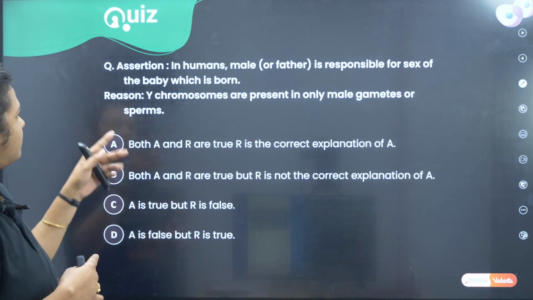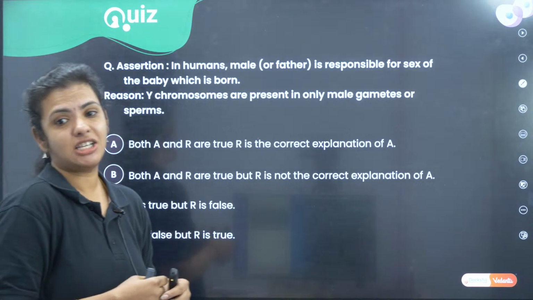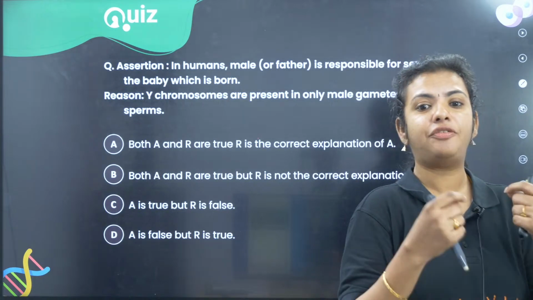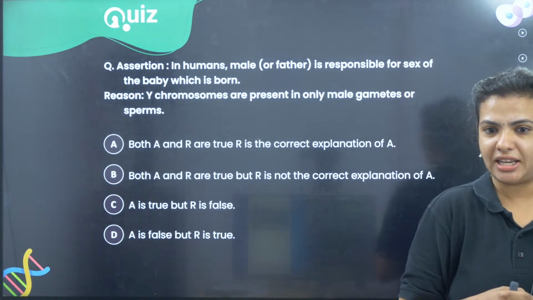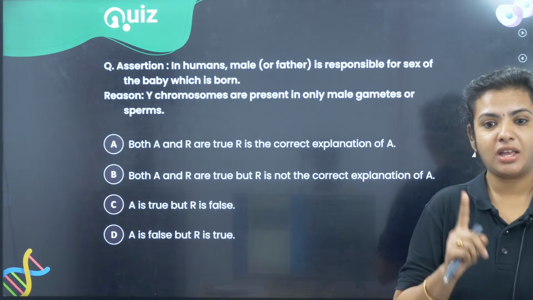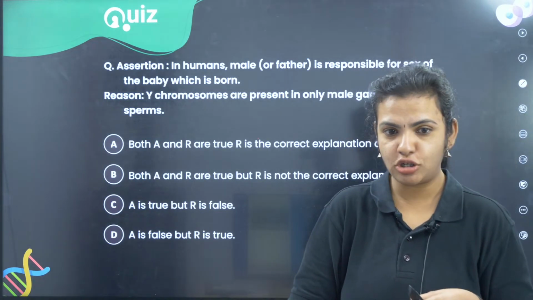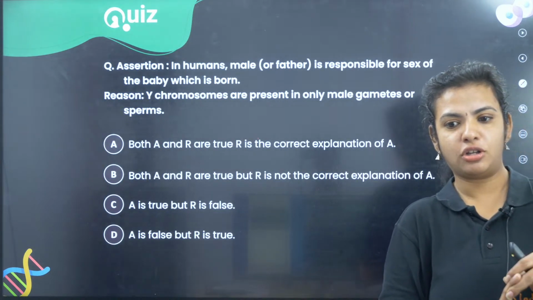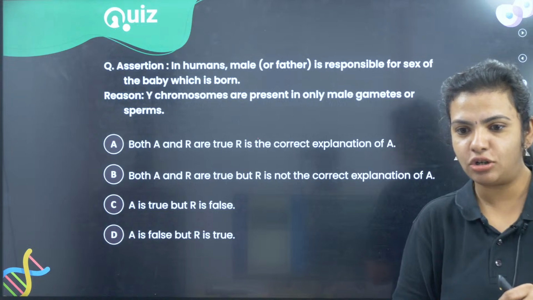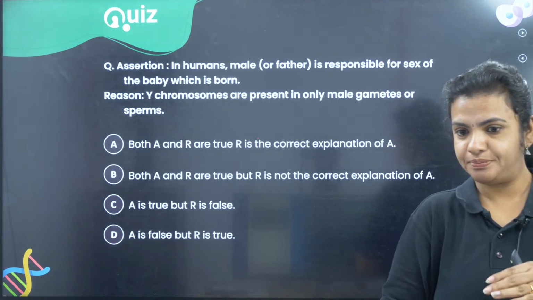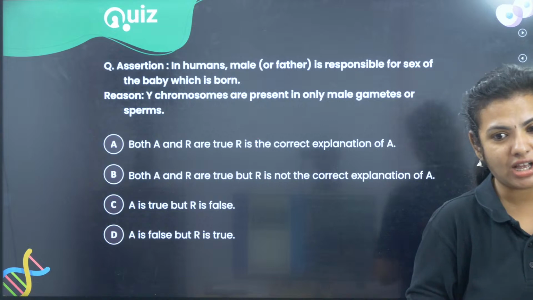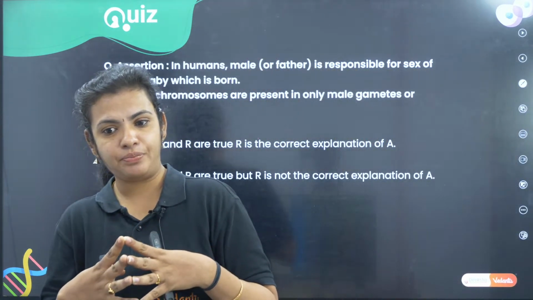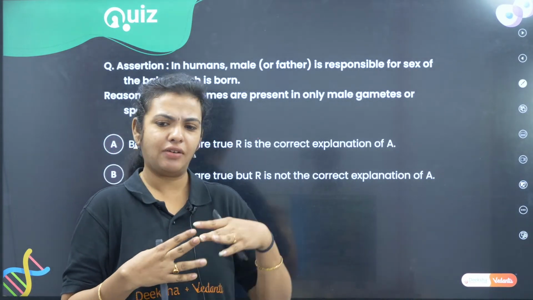So what is the answer for this assertion and reason? In human beings, the father is the one who is determining the sex of the baby. Reason says Y chromosome is present only in the male gametes or the sperms. Sumukh, Ranjana, Dhanush, Tanush, Purvika, they have given A while Ifra has given B. So I have one person who is saying B while the remaining, everyone goes with A.